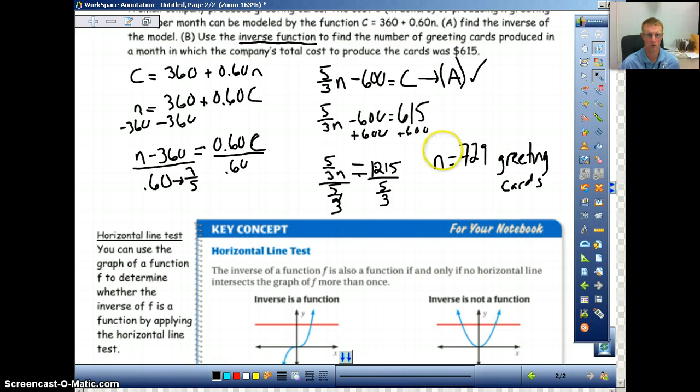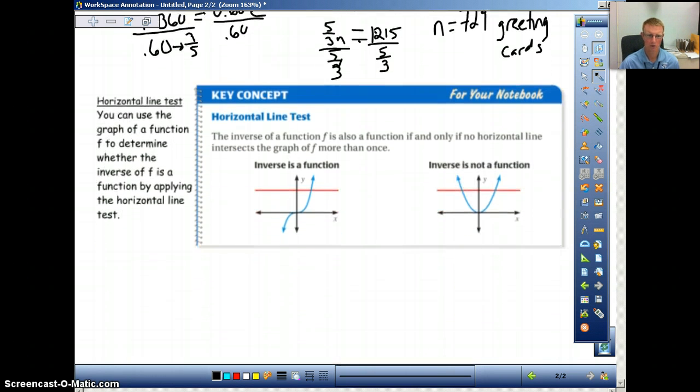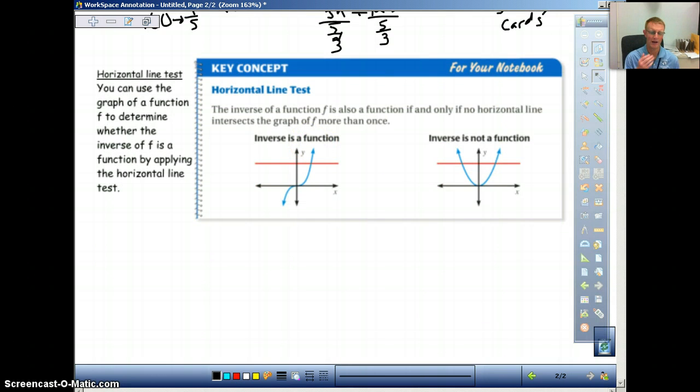Okay, so that is basically how you're doing inverses. There's really not much to it. Okay, I will go over a couple of other things in a second here. I'm going to go back to one of the problems we did. But first, let's talk about the horizontal line test concept.